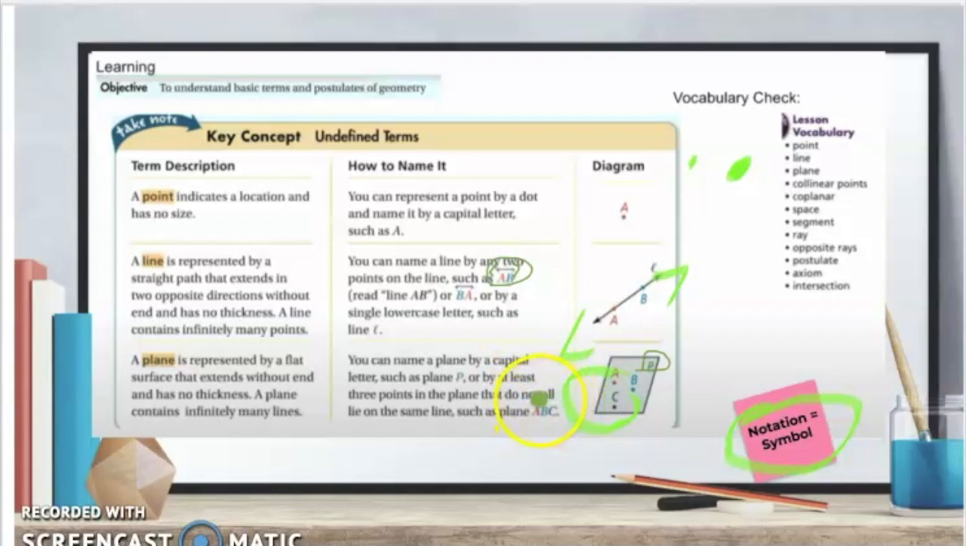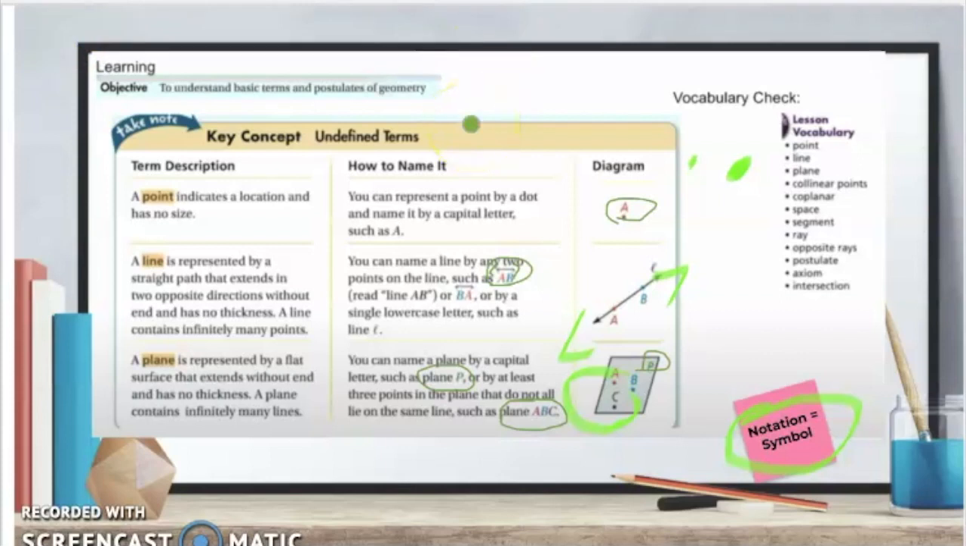You have either plane P, that's the notation to write this, or plane ABC, that's another way to write a plane, with three letters or just one letter in the corner. And then for point A, this is the notation. Okay, so that's the notation. Your geometry textbook uses that. We have finished undefined terms.